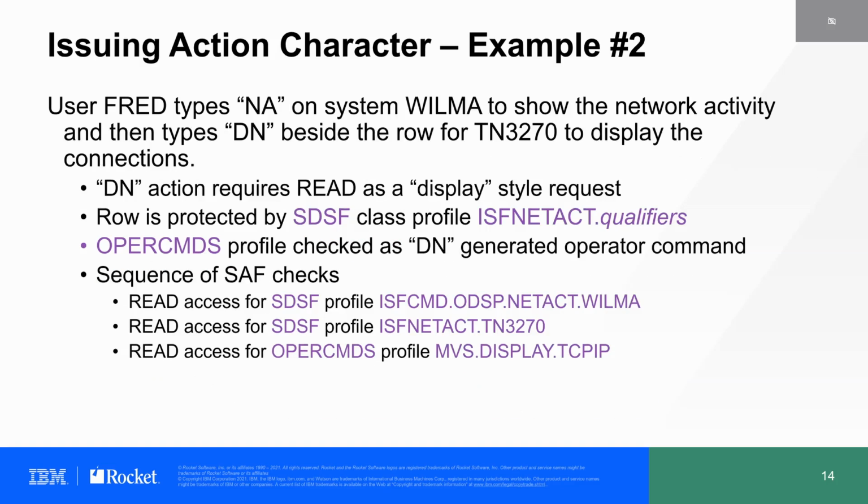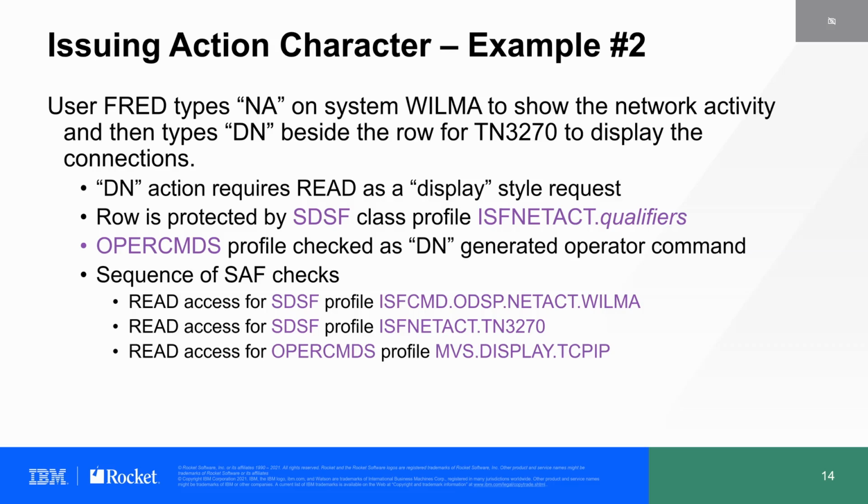Going forward, example number 2. So user ID Fred again, he types NA on his system called Wilma to show the network activity, and then he types a DN beside the row for the TN32 job name to display the connections. So the DN action requires read, as it's a display style. The row is protected by an SDSF class profile, ISF.netact.qualifiers. And there's going to be an opera commands profile check as the DN action generates an operator command.